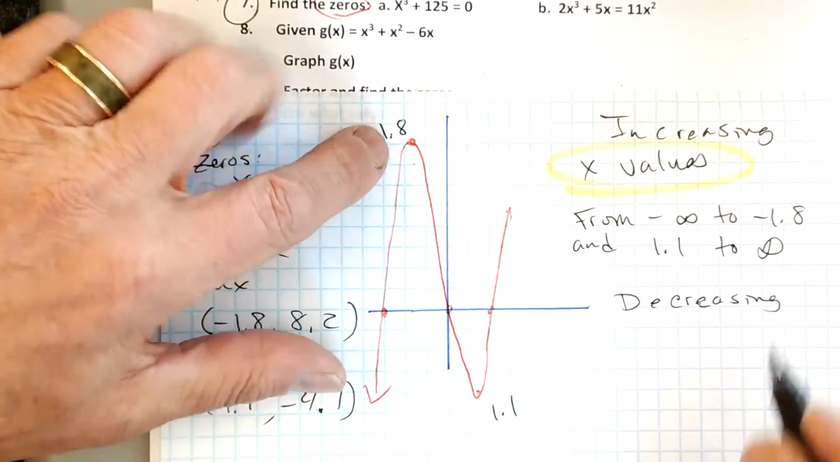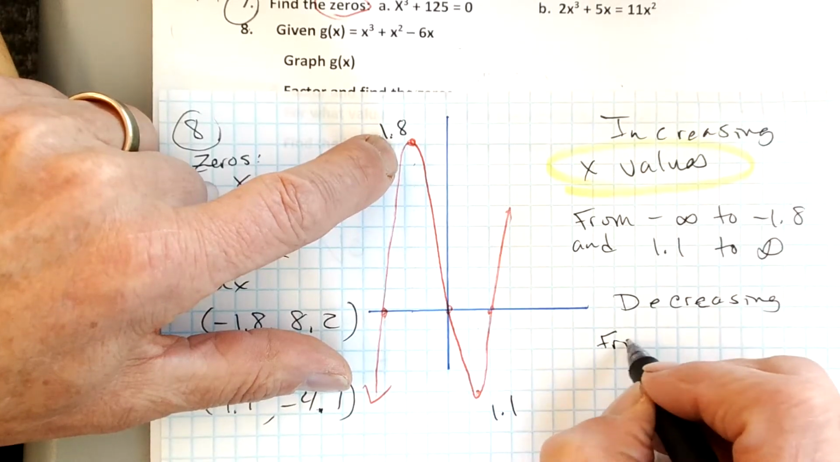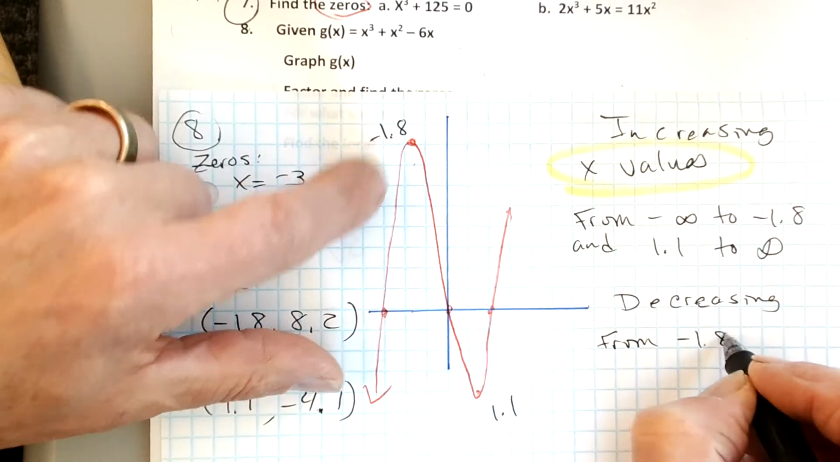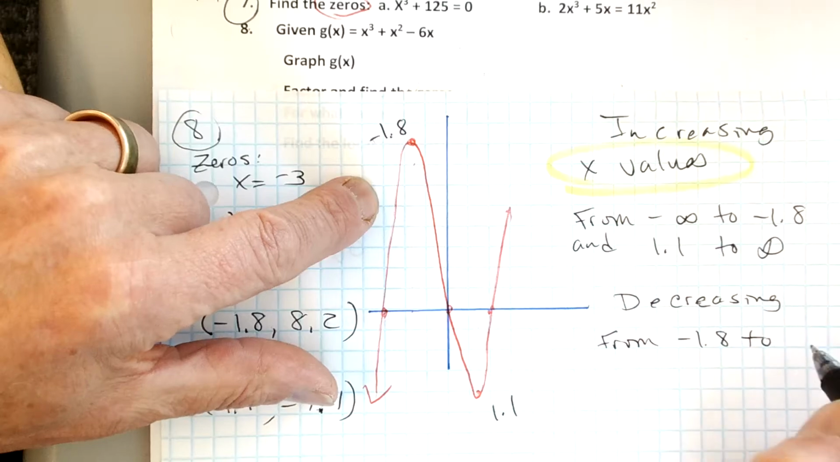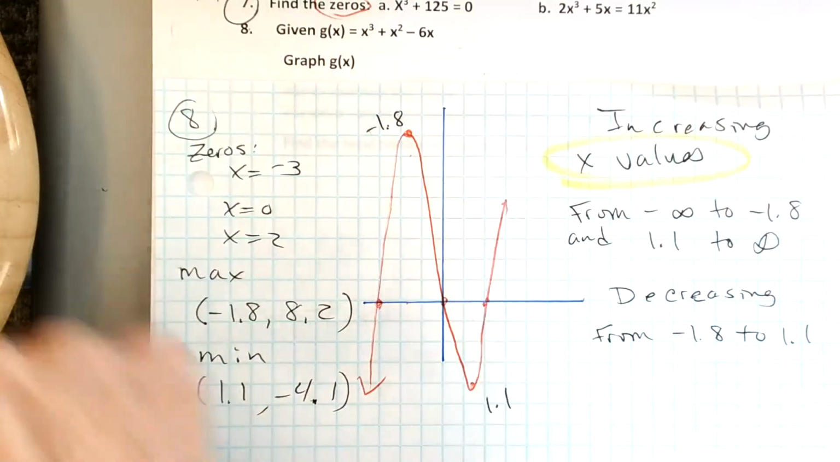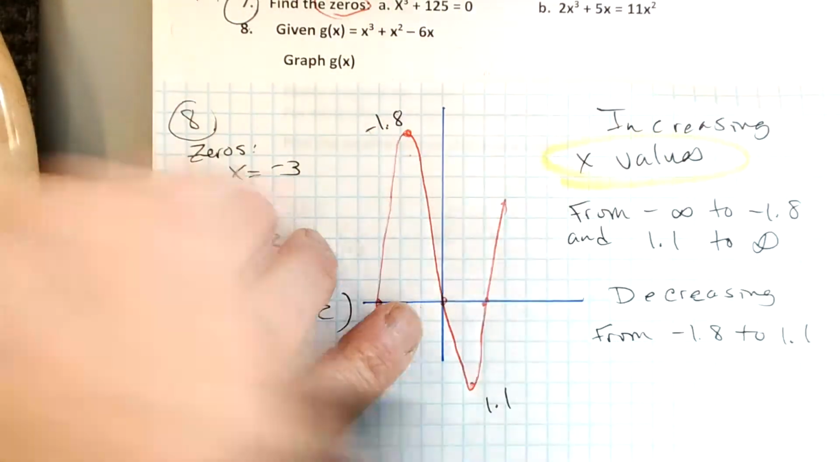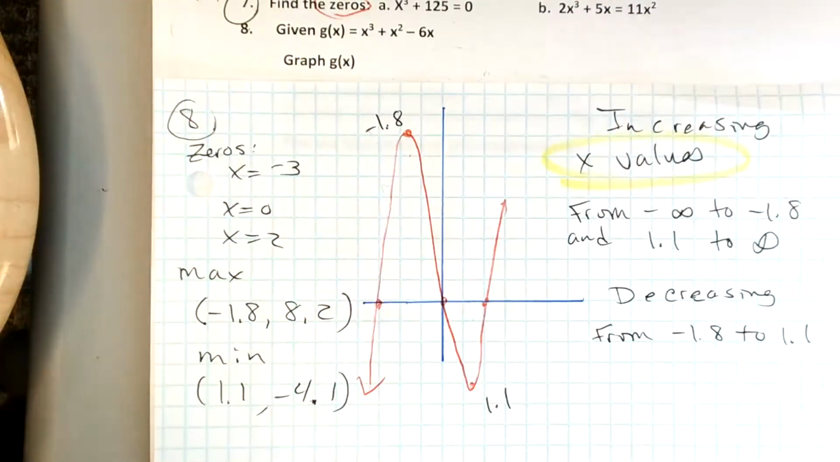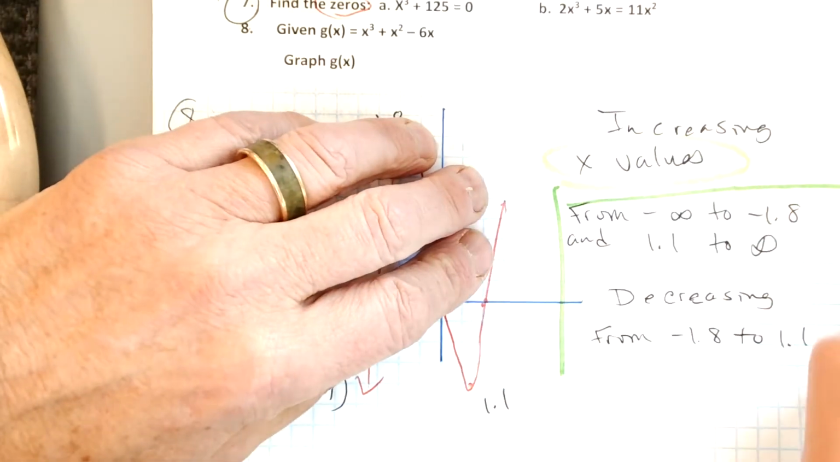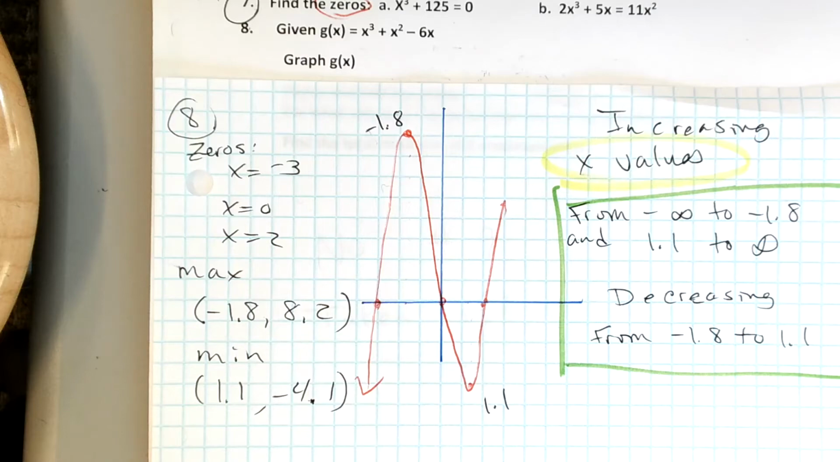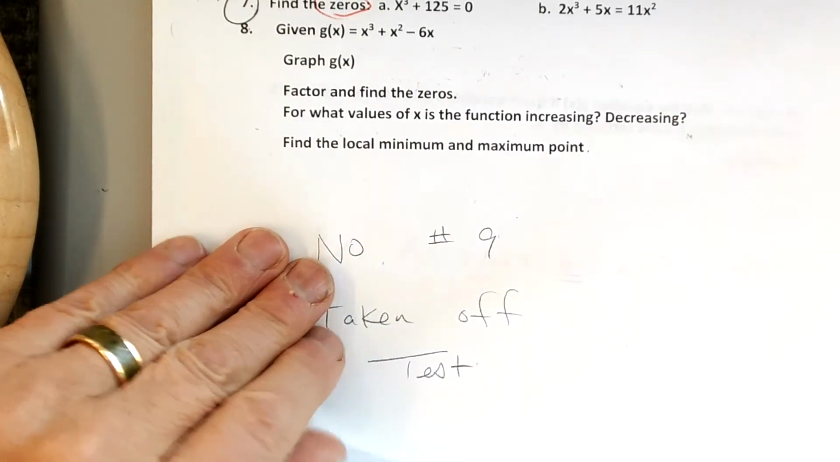So decreasing from negative 1.8 to 1.1, okay? And that's usually pretty confusing for kids. With a little luck, we're going to get it, okay? There's my increasing and my decreasing on this graph. Okay, all right, now I'm going to keep moving because I want to get this done before too long so you guys can look at it, okay?